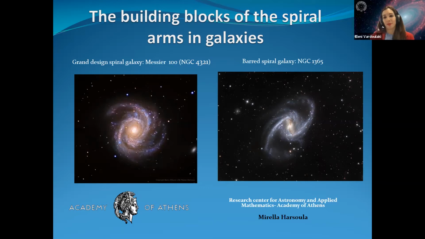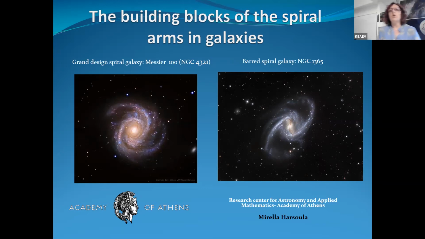Thank you very much. Now, the talk is about the building blocks of the spiral arms in galaxies. A great proportion of galaxies in the universe are spiral galaxies, and up to 2/3 of the spiral galaxies have a bar in their center. They're called barred spiral galaxies, like our own Milky Way, and like the one you see on the right. The rest of the spiral galaxies have no bar, and either they have two well-defined spiral arms, and they are called grand design spiral galaxies, like the one on the left, or they have flocculent spiral arms.